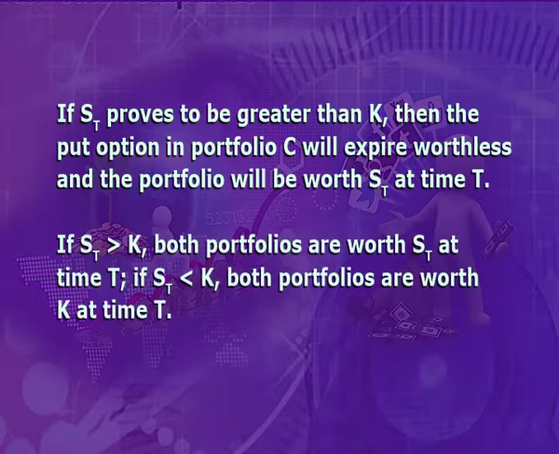If ST is greater than K, both portfolios are worth ST at time T. If ST is less than K, both portfolios are worth K at time T. Because they are European, the options cannot be exercised prior to time T. Since the portfolios have identical values at time T, they must have identical values today.